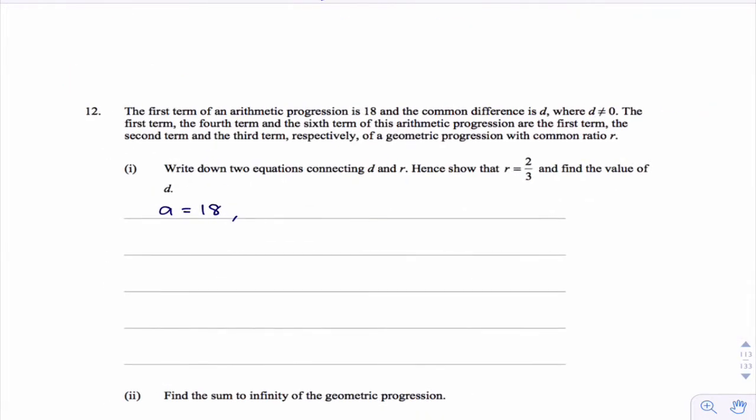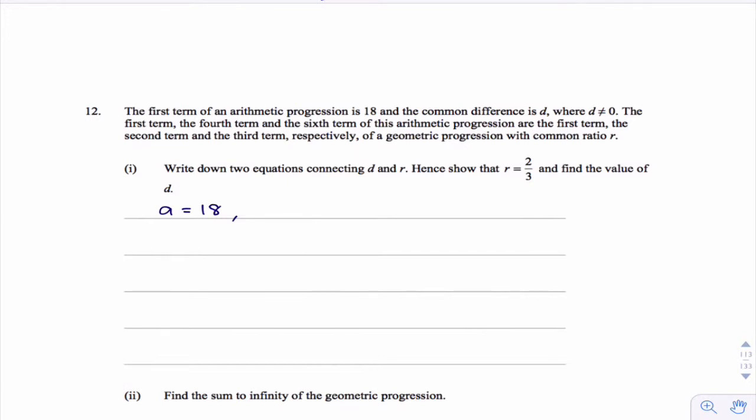The common difference is d. D is not 0. The first term, the fourth term, and the sixth term of this arithmetic progression are the first, the second, and the third term of a geometric progression with common ratio r. So we want to write down two equations connecting d and r and show that r is equal to 2/3 and find the value of d.